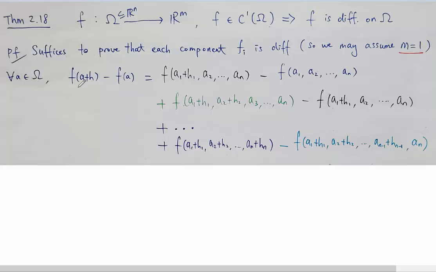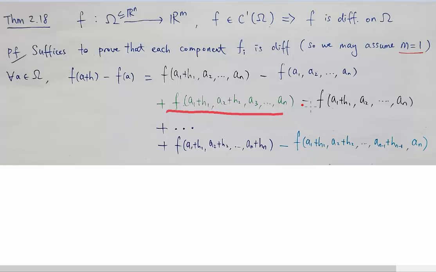Now, for any a in Omega, we first of all look at the difference f(a+h) minus f(a). We then expand the difference on the right hand side. And what I'm doing here is that we begin with adding and subtracting a term, with h1 being added to the first coordinate. Okay?